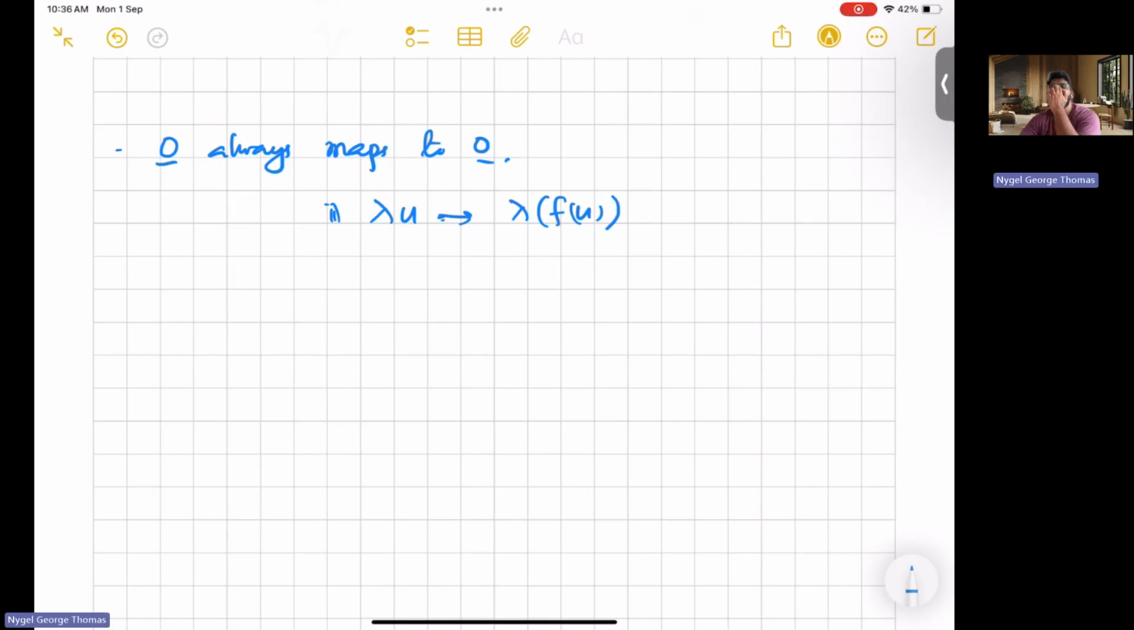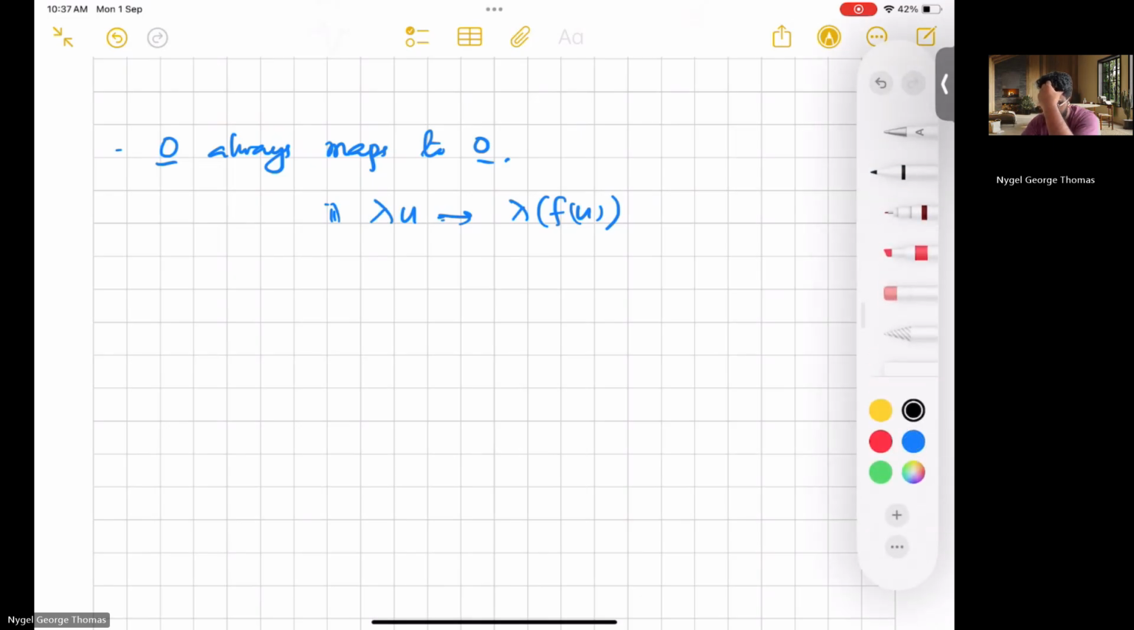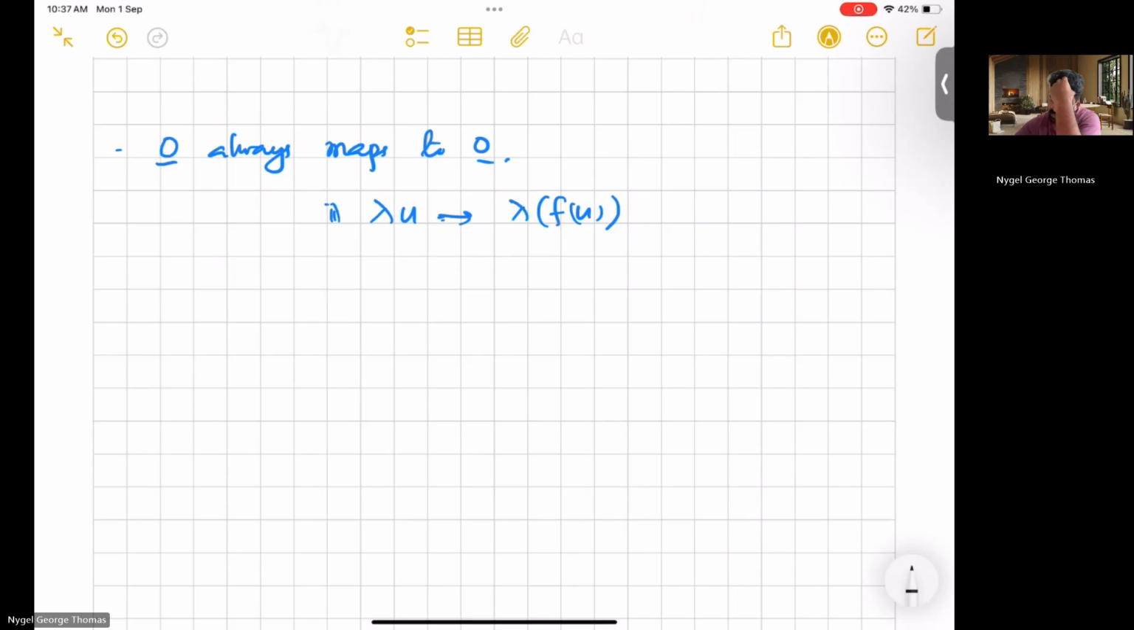Is it a consequence or is it a way of defining linear transformations? Do we always have to say that zero always maps to zero? What do you mean by zero always maps to zero? The input is zero, and f of u also will be zero. That's true for linear transformations. What will happen if it's not zero? How do you prove this? Can you prove this? Can we prove this?